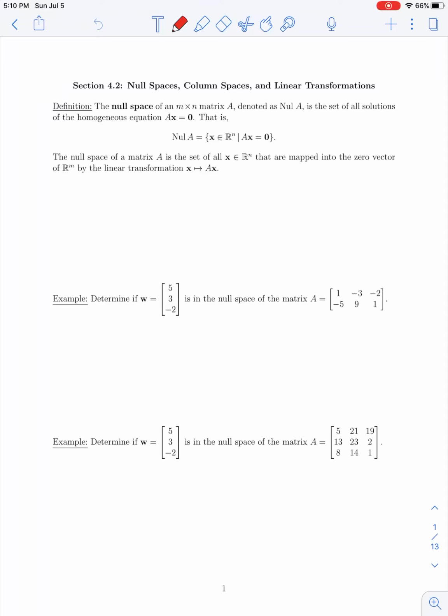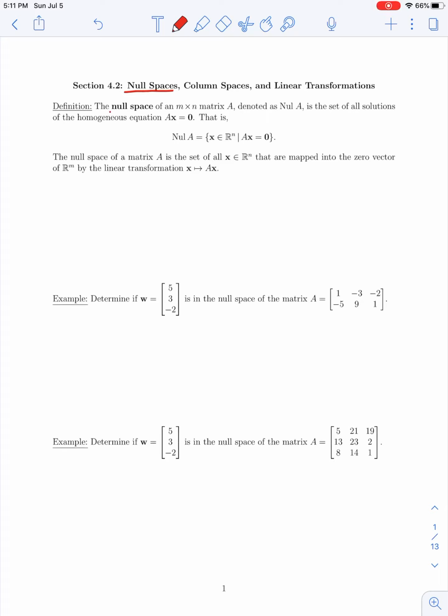Okay, in today's lecture, we're going to cover the first part of our section 4.2 material on null spaces of a matrix. So in general, we're going to talk about two types of subspaces associated with a matrix in this section, namely the null space and column space of a matrix. So let's start by defining what the null space is.